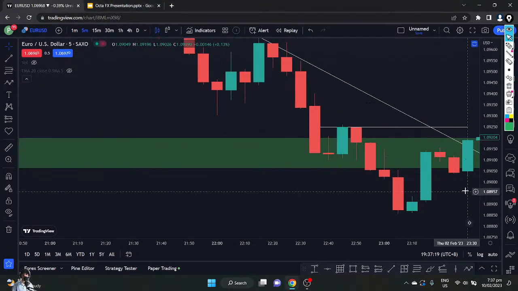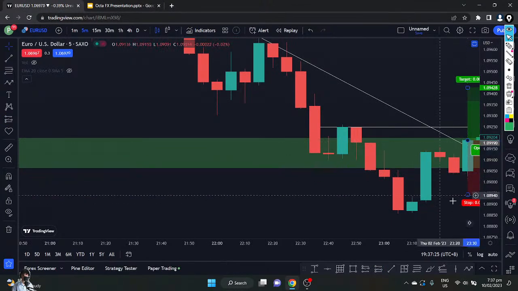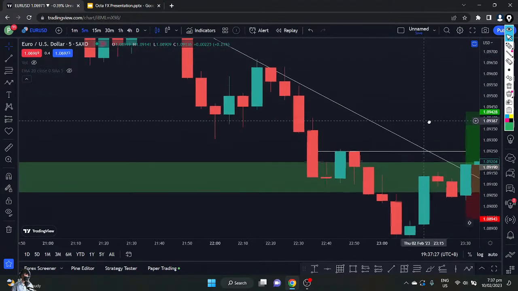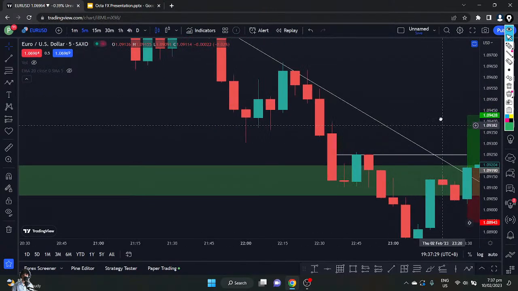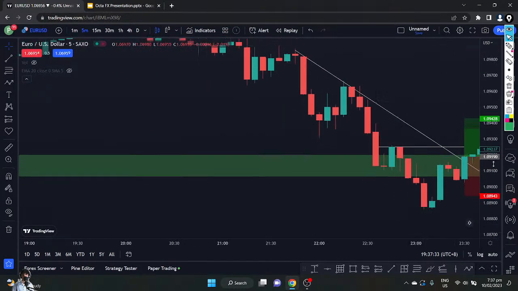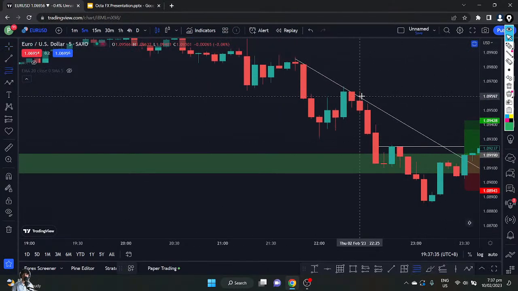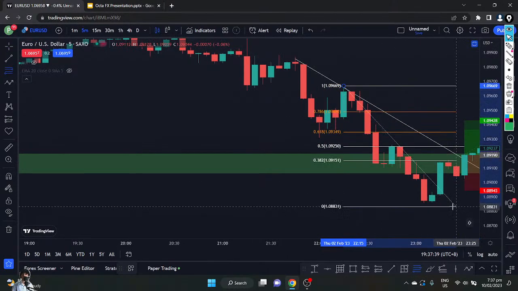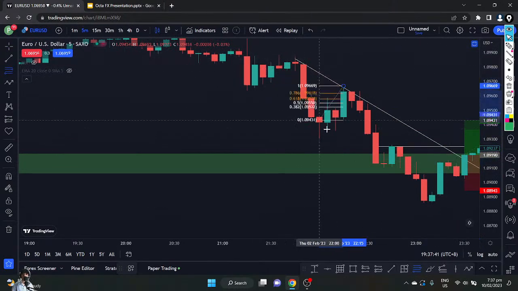So let's say you bought into this candle and you put your stop loss just below this low. And by the way, we can also use the Fibonacci retracement as a resistance target, or as a target. So here, as we can see, we have this.